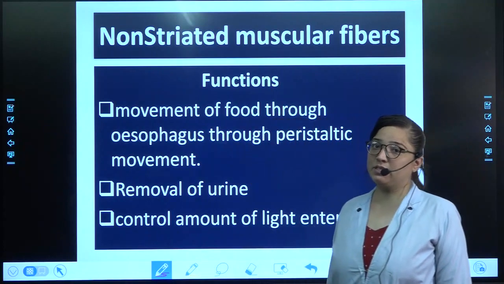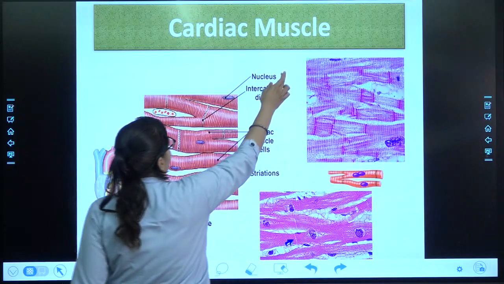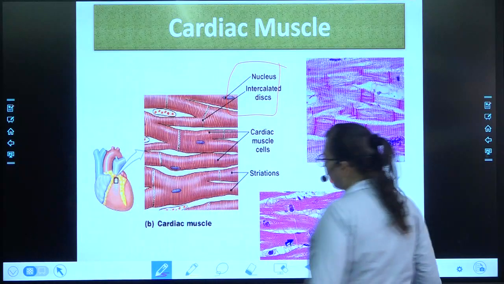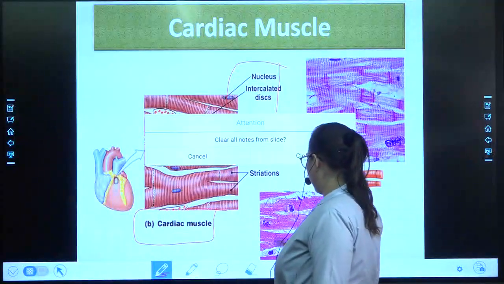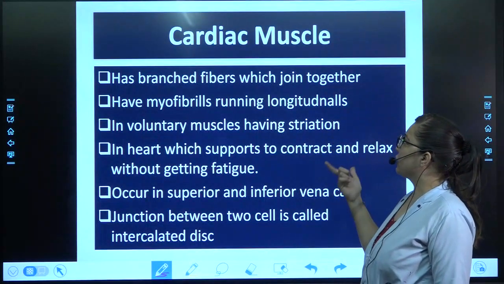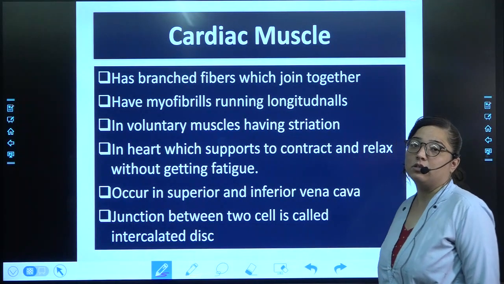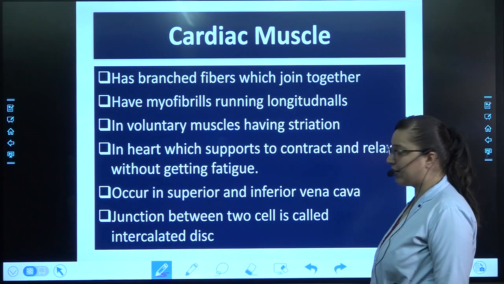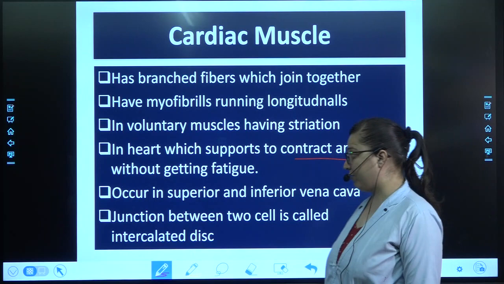Next is cardiac muscle. You can see over here where there are two joinings, there is an intercalated disc. Moreover, this is called cardiac muscles. Generally, it is found near the heart, that is in the superior and inferior vena cava. They have branched fibers which join together, have myofibrils like the smooth muscles, and involuntary muscles that have striations. In the heart, it supports and contracts and relaxes without getting fatigued.